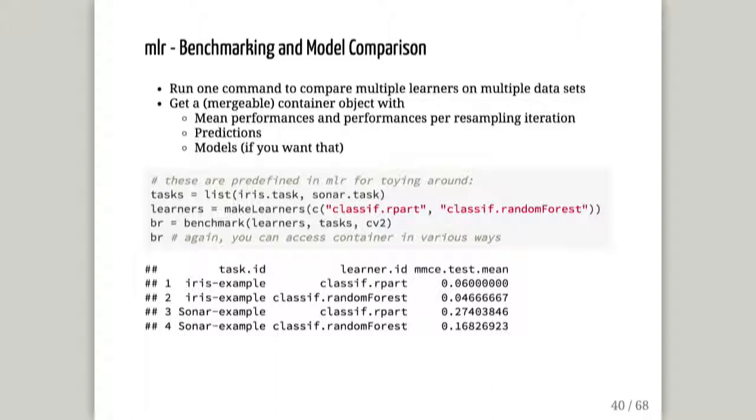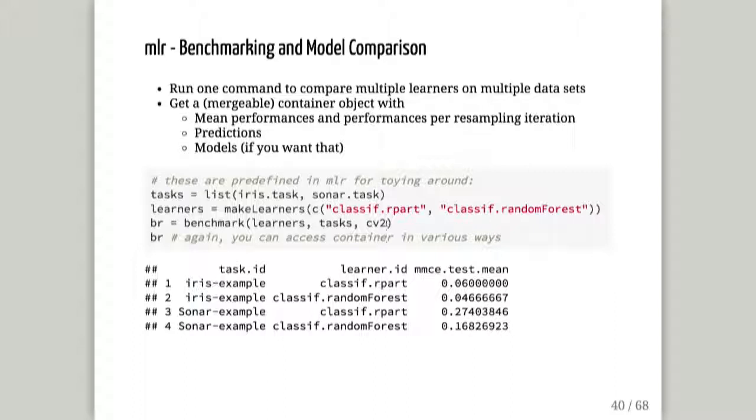If you want to run multiple models on one data set, or maybe even multiple models on multiple data sets, there's again a little syntactic sugar, the benchmark function, that takes a list of learning algorithms, potentially a list of tasks, and a resampling object, and that will run every learning algorithm on every task, and store the results, again, in a very large container object containing all of the predictions and all of the performance values. And of course, you can parallelize that.